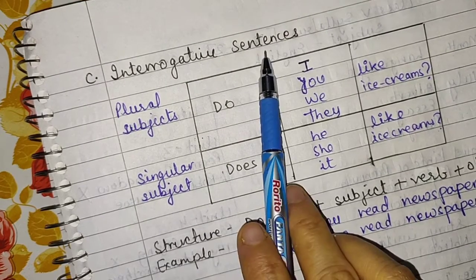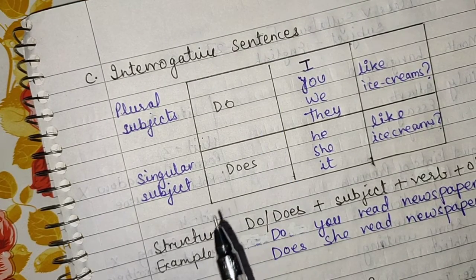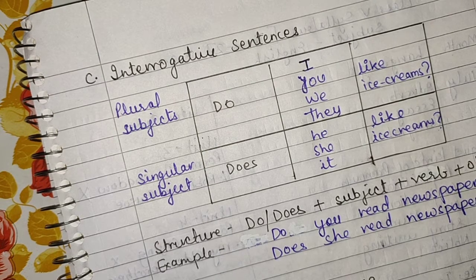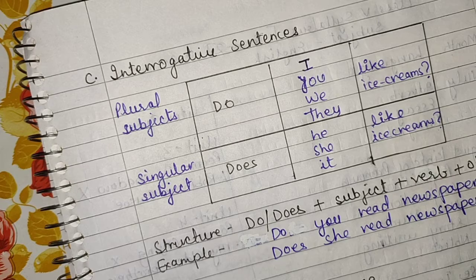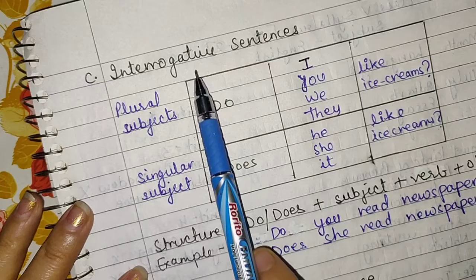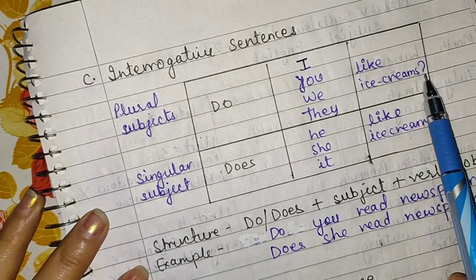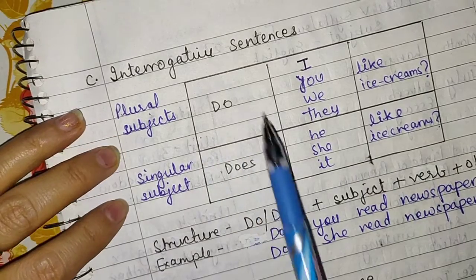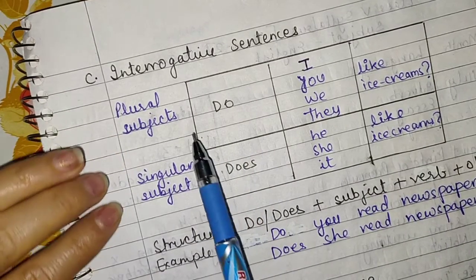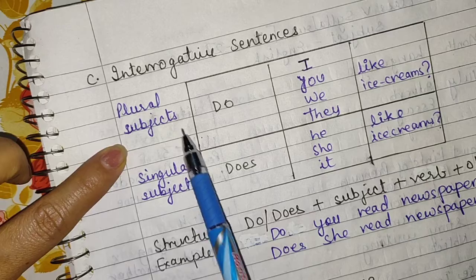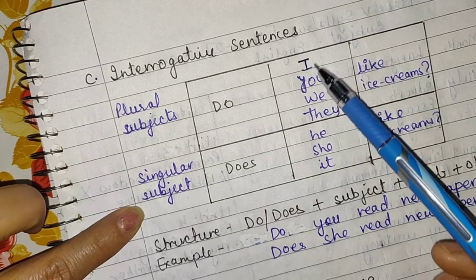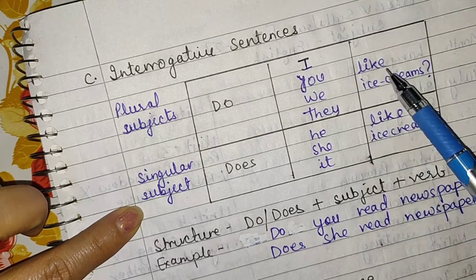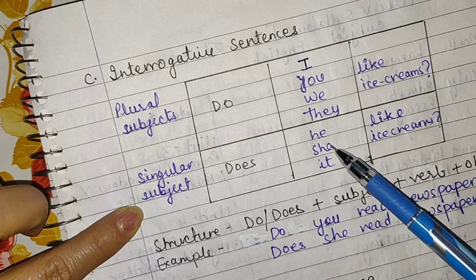Now, next is interrogative sentences in simple present tense. Again, you know that interrogative means questions. So the first thing is that in interrogative sentences you will write a question mark at the end. Let's see the structure. Plural subjects here and singular subjects here. Plural subjects are I, you, we, they, and singular subjects are he, she, it.